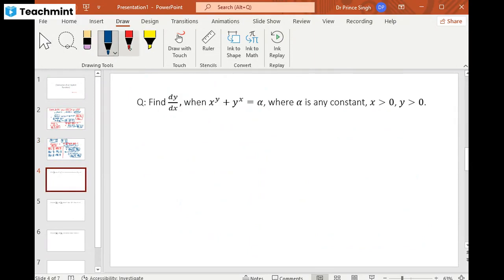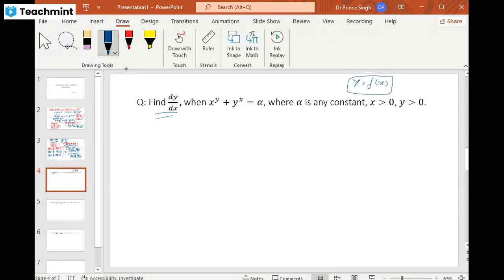So the first question is, find dy/dx where x^y plus y^x equals alpha. Generally when we are given a problem in the examination, it is not mentioned whether your function is an implicit or explicit function. An explicit function is where it is already given that y is a function of x. This is called the explicit form of a function.